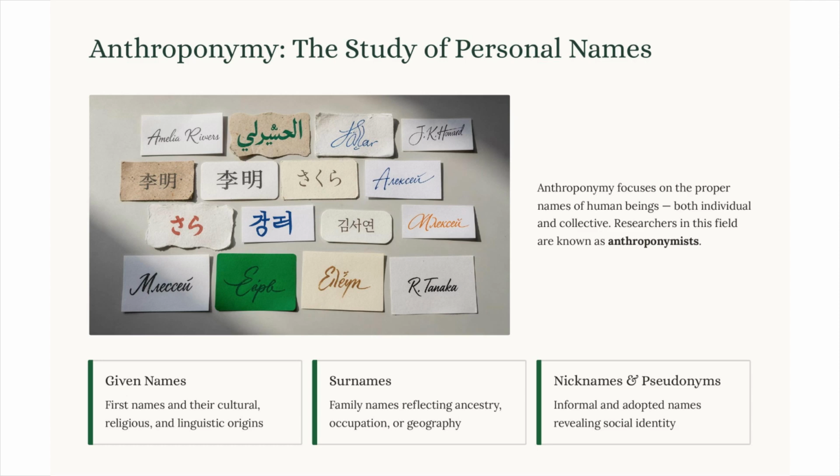Researchers in this field are called anthroponymists. Anthroponymy studies given names, or first names, and examines their cultural, religious, and linguistic origins. It also studies surnames, which may reflect ancestry, occupation, family history, or geographical background. In addition, this branch analyzes nicknames and pseudonyms, which often reveal social identity, personal image, or group belonging.